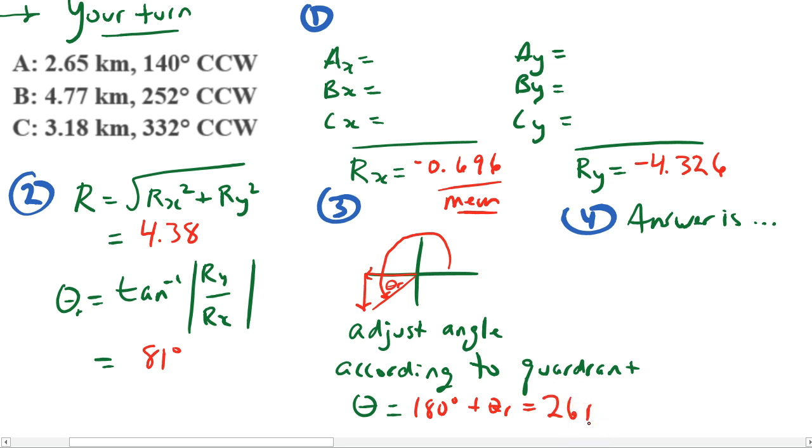So for the final answer, I would make sure I put units in. I'd say 4.38 kilometers at 261 degrees.